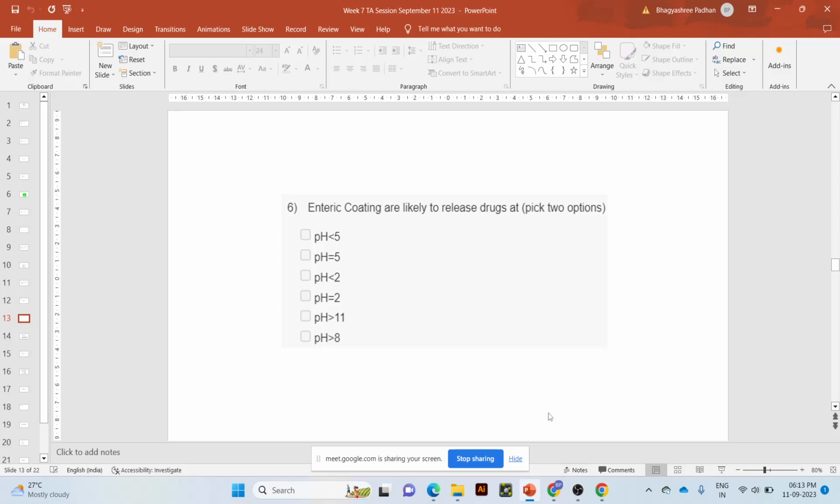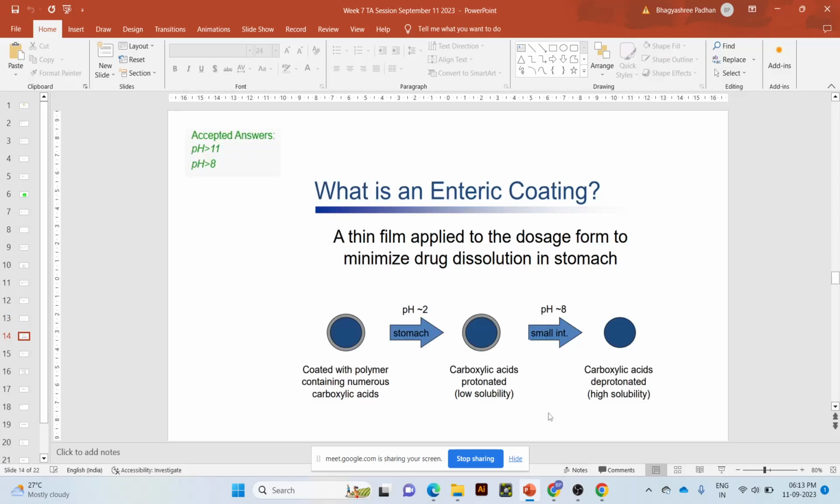Okay. The last two options are correct: pH greater than 11 and greater than 8. Someone talked about alkaline pH. Yes, that is correct. So enteric coating is basically a thin film applied to the dosage form to minimize drug dissolution in the stomach. Stomach has a very low pH, so it will not dissolve in an acidic pH, but it will dissolve in a basic pH, that is pH greater than 8 or 11, you can say.